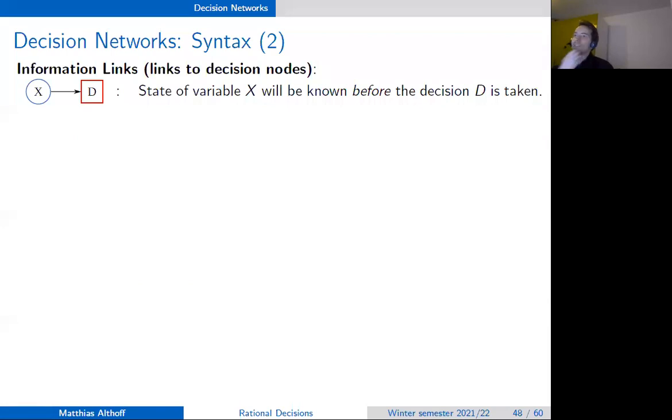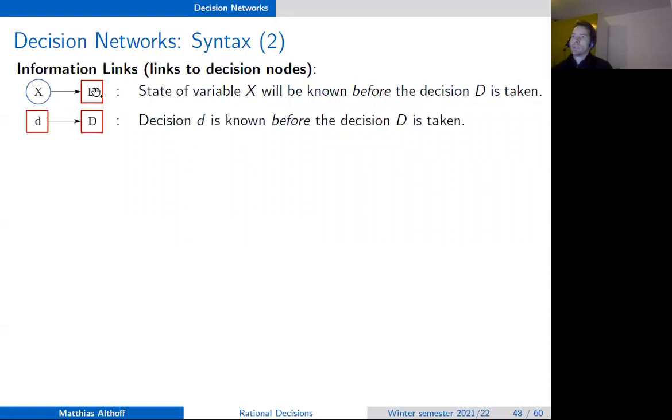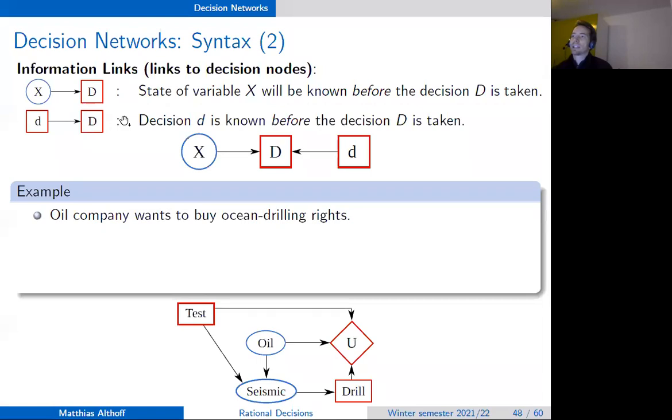Good. You also have the opposite direction, that you have a link from a random variable to a decision variable, and that simply means that the state or the value of the random variable x will be known before we make the decision D. And it can also be that the decision variable is influenced by another decision variable. That means that decision small d is taken before decision capital D is taken. Both at the same time are possible, so you can have links to a decision node from a random variable and a decision variable, or also several random or decision variables.